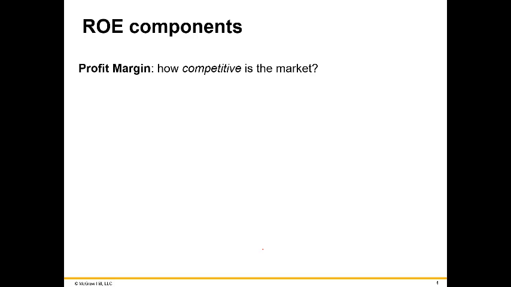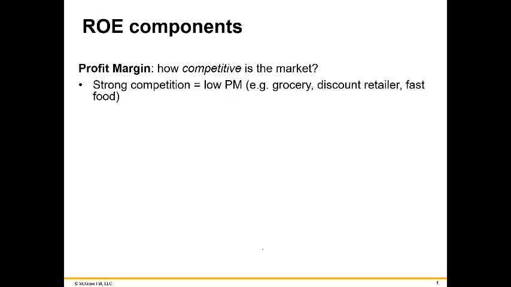Well, that's ultimately driven basically by one and only one thing, and that's competitiveness. How competitive is the market? The more competitive the marketplace, the lower the profit margin is going to be. Examples of low profit margin businesses: grocery stores, right? Discount stores, your Walmart, your Meijer, your Dollar General, your fast food places. Okay, don't expect high profit margins here.